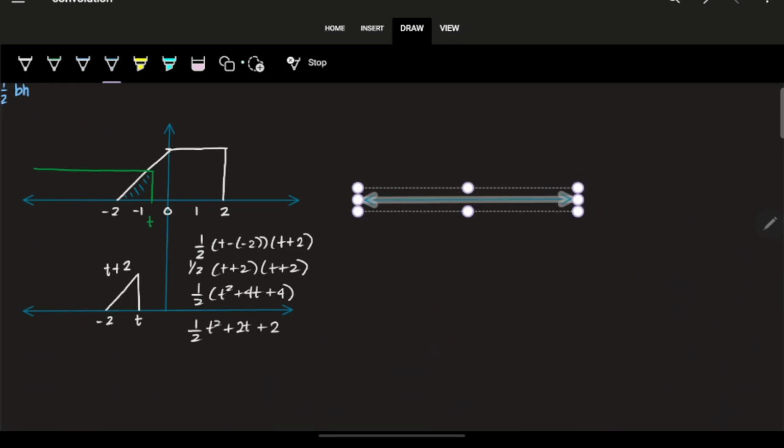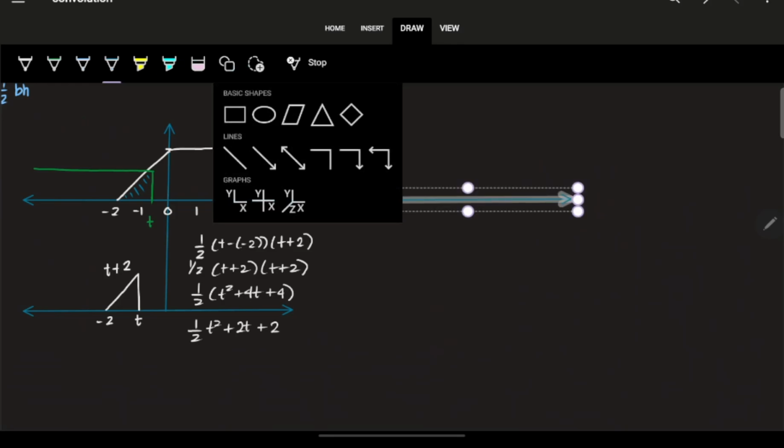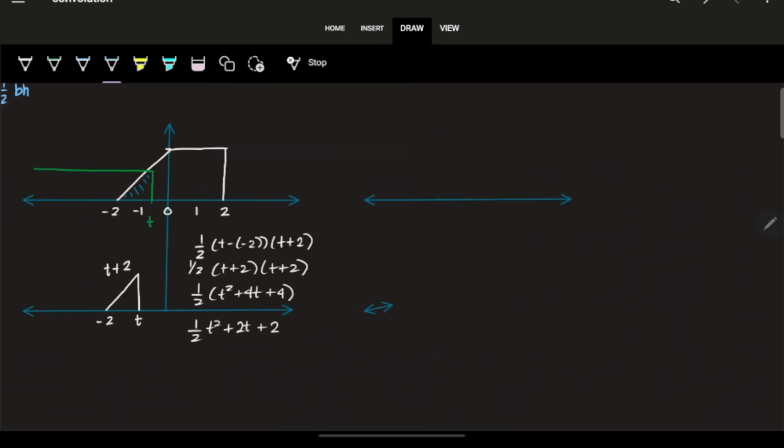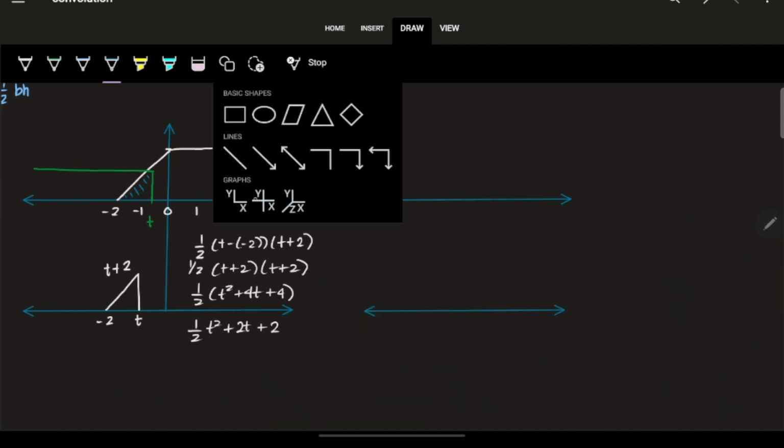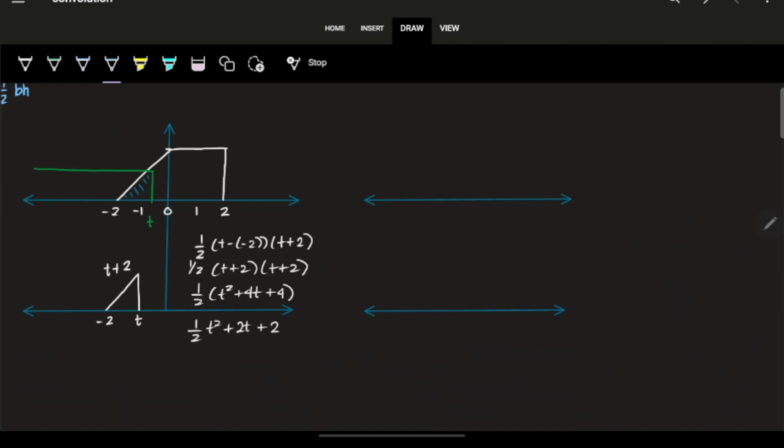So between 0 and 2, assume na lang natin na diretso yan. Ayan, so we have -2, 0, -2, 1, -2, -1, 0, 1, and 2. So, again, maintain natin yung original signal.